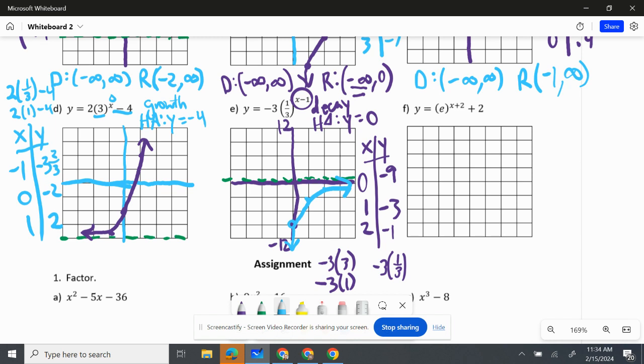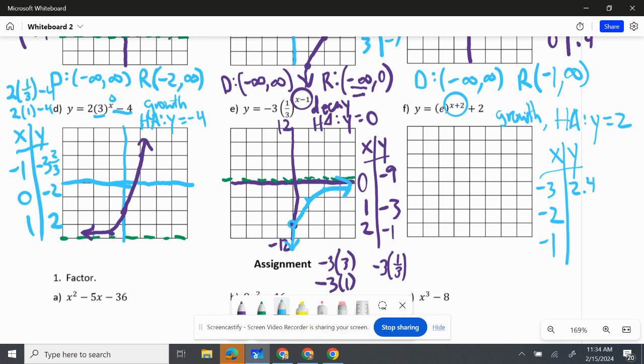And for our last one, what we have is the number e. So number e is 2.7. So once again, this is a growth model. Our horizontal asymptote is y is equal to 2. Then what we have is our table of values. Notice that that's a plus 2, so it shifts to the left 2. When I plug in the values, I have negative 3 plus 2 is negative 1. When I flip the e and then add 2, I get 2.4.